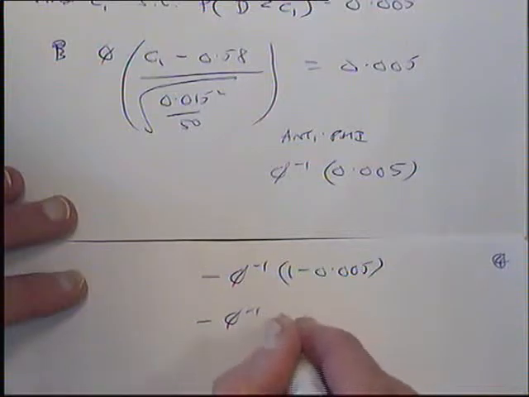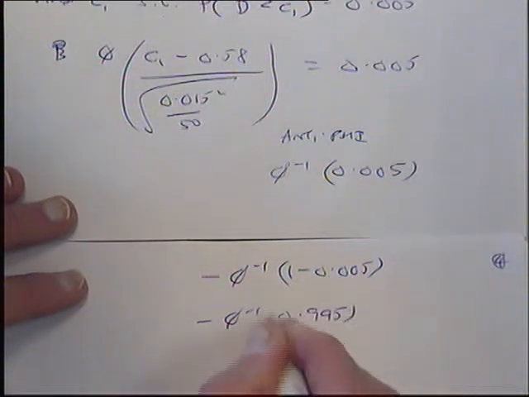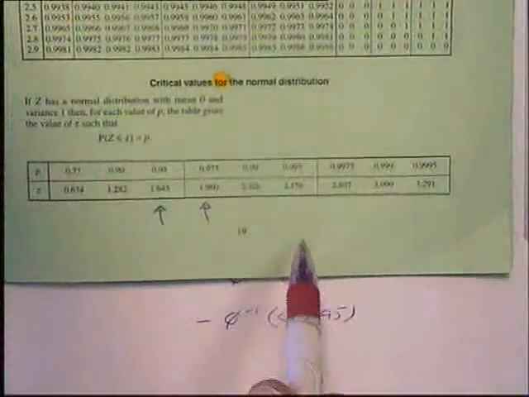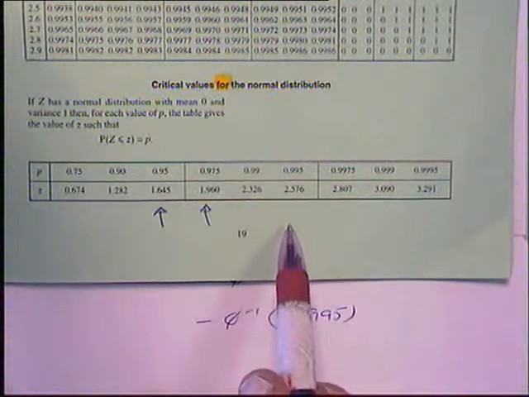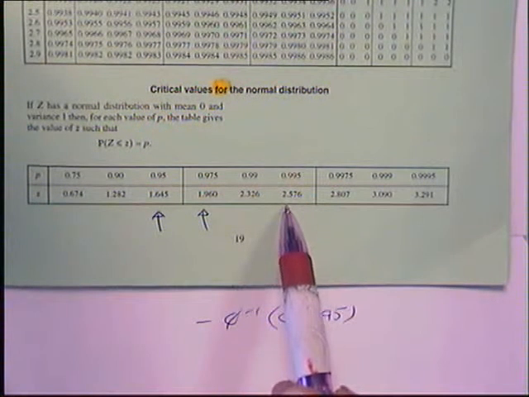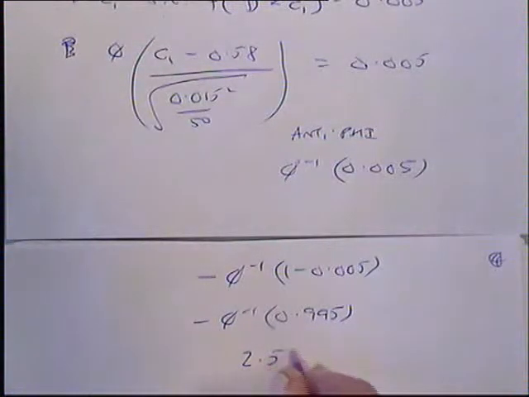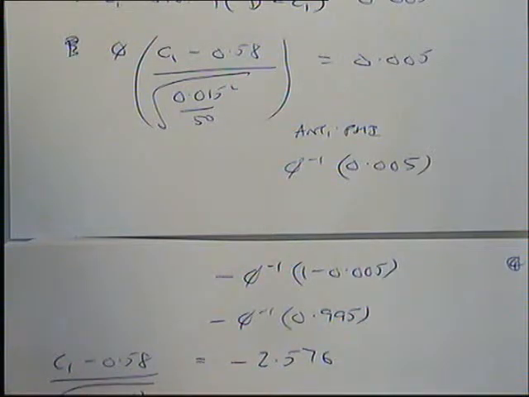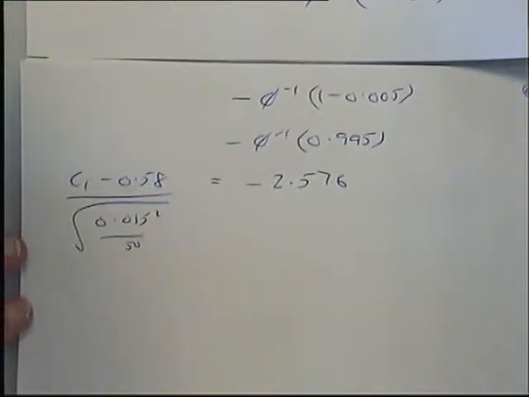So I'm anti-phying 0.995 and sticking a minus sign in front of it. And again, 0.995 is in the tables, and it will actually be quicker to use the tables than the calculator, because these common ones will be in here. There's 0.995, 2.576. Stick a minus sign in front of it. And that is equal to what we had over here. This needs rearranging to find C1.